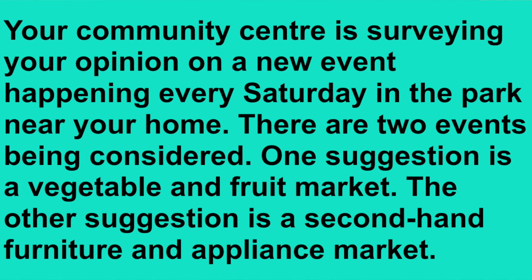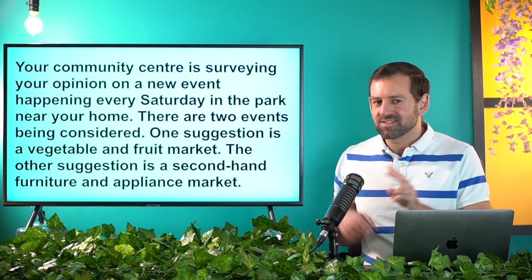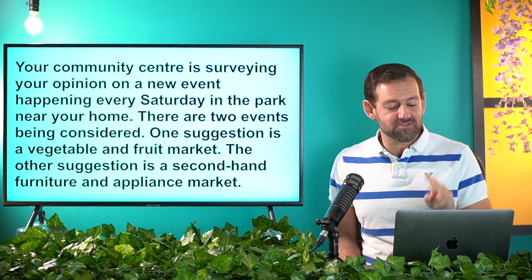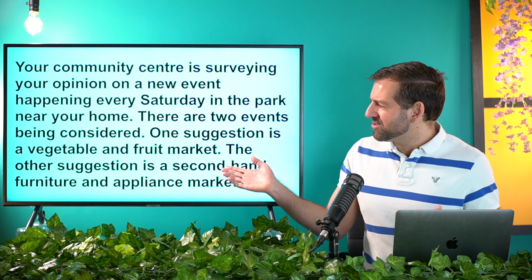Let's take a look at another example of a question here. Your community center is surveying your opinion on a new event happening every Saturday in the park near your home. There are two events being considered. One suggestion is a vegetable and fruit market. The other suggestion is a secondhand furniture and appliance market. So what's going on here? There are two words that they're trying to make you say. We have two markets, two kinds of markets. Now, look how they're described.